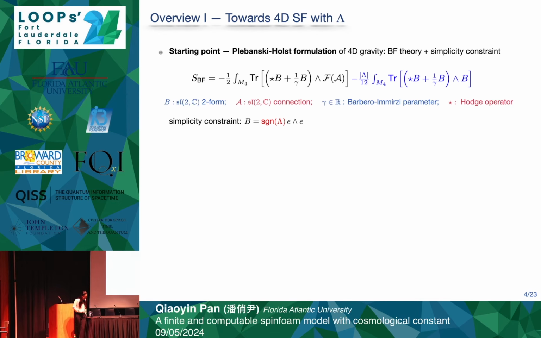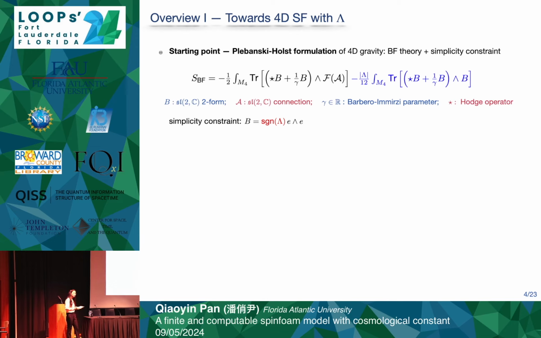The starting point of constructing this spinfoam model is to consider the Plebanski-Holst formalism of 4D gravity. It formulates gravity as a BF theory with simplicity constraints imposed. In black, it's a BF theory with no cosmological constant. When we add the cosmological constant, we have to add a volume term to this action. The simplicity constraint would give the geometry encoded by the tetrad to the B field. In this action, you see that I put an absolute value on lambda. Then the simplicity constraint also encodes the sign of lambda. And there's a benefit to it.